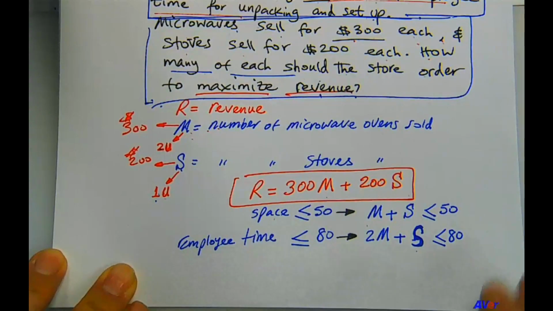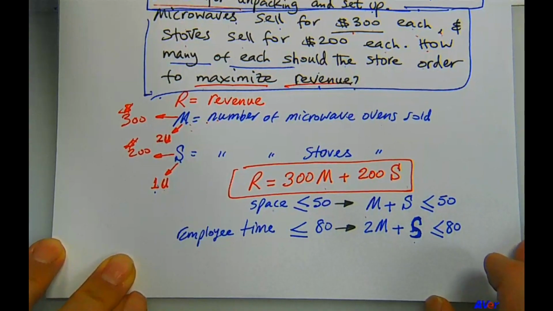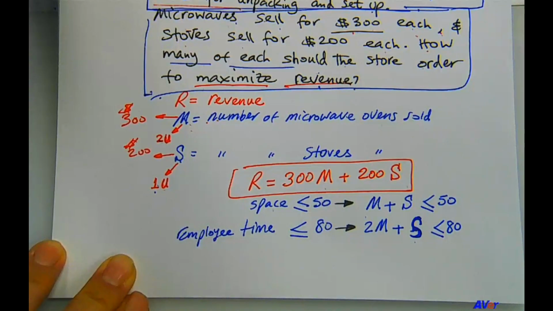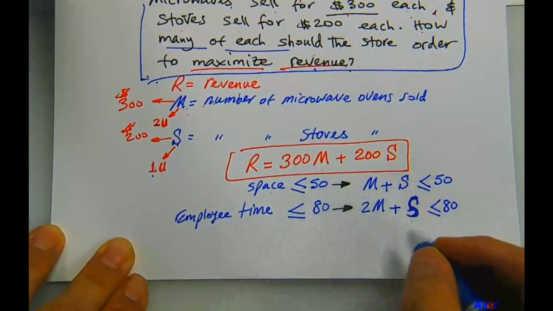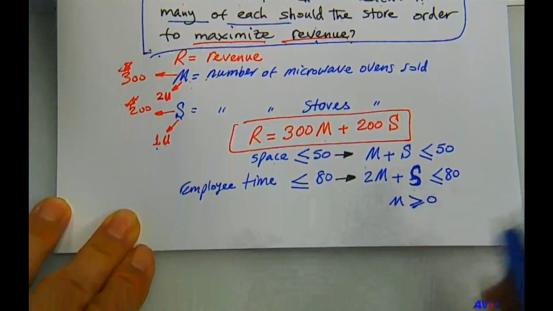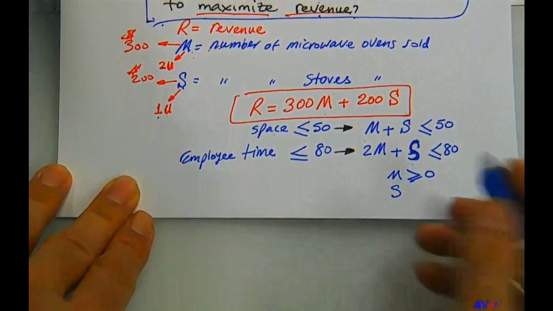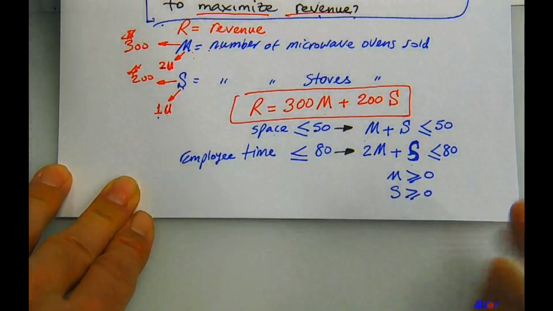Let's not forget that under no circumstance can we have a negative number of microwaves at the store or a negative number of stoves, right? So let's make that clear. So M should be greater than or equal to 0, and S should also be greater than or equal to 0.